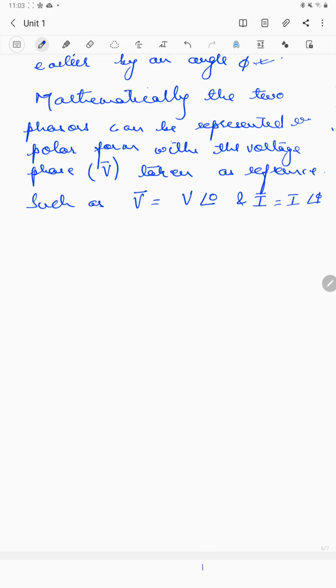Okay, why this? Because earlier we represented voltage V as starting from here, OP, and OQ was starting from here at an angle phi later. So we have taken voltage as a reference, so the angle is 0 with this reference line. And OQ, with respect to this reference line, is starting from here, so I angle phi, this one.